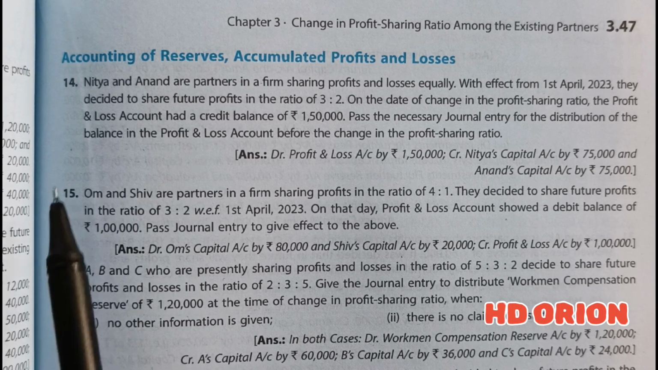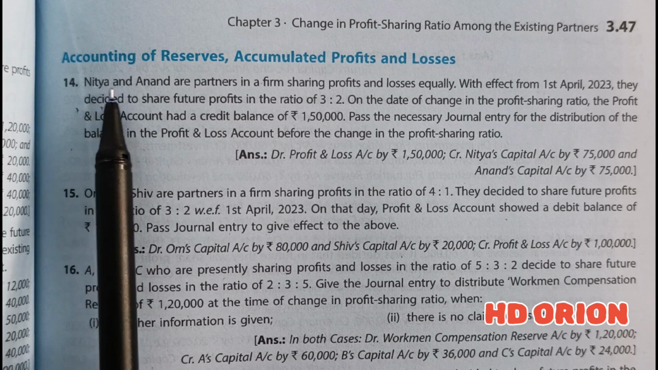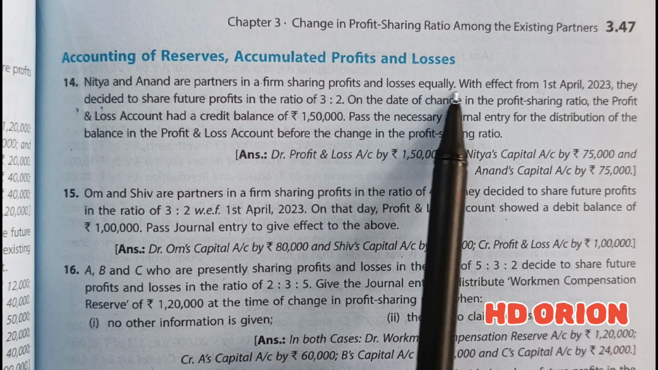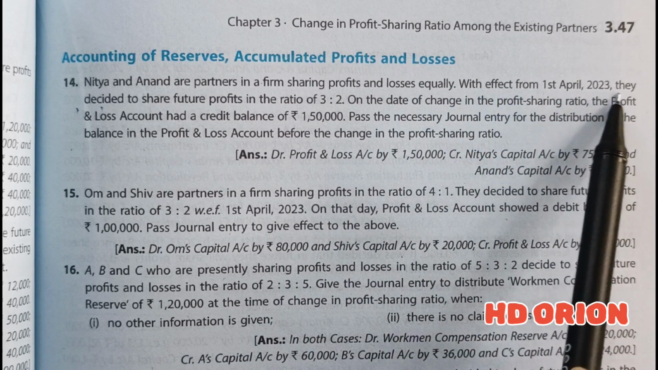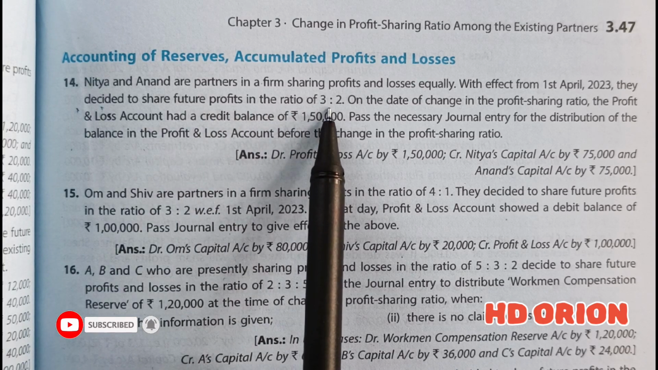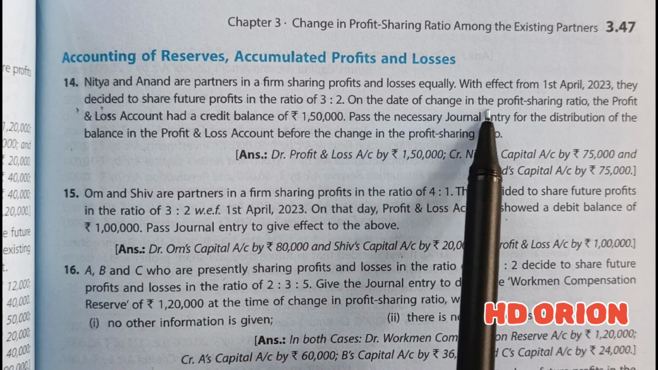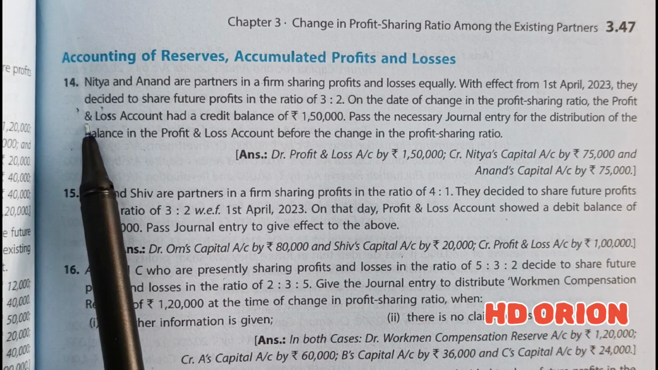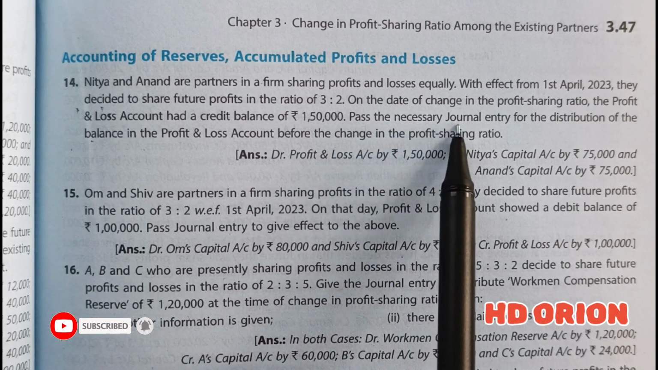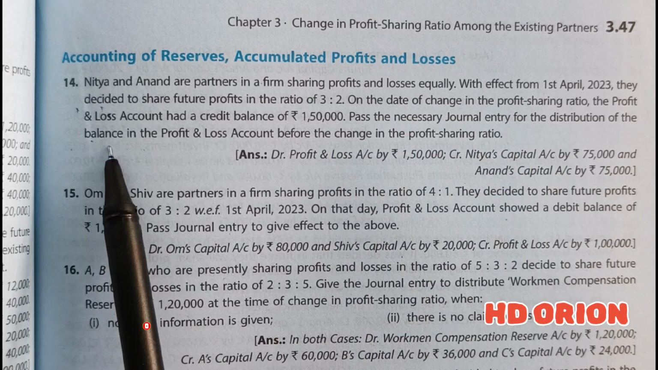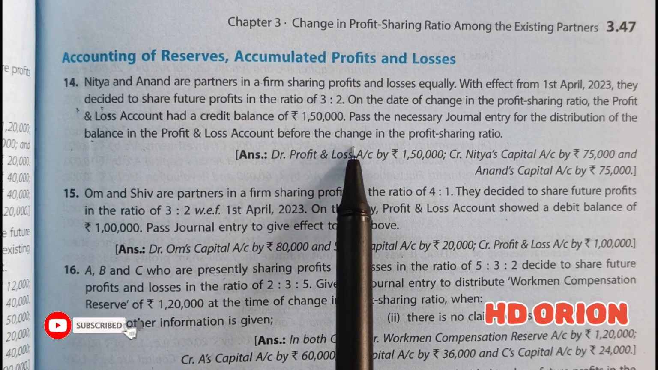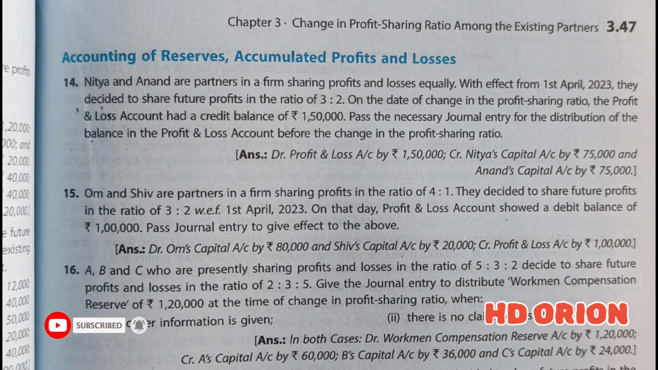In order to understand this, let us see question number 14. Nitya and Anand are partners in a firm sharing profits and losses equally. With effect from 1st April 2023, they decided to share future profits in the ratio of 3:2. On the date of change in the profit sharing ratio, the profit and loss account had a credit balance of rupees 1,50,000. Pass the necessary journal entry for the distribution of the balance in the profit and loss account before the change in profit sharing ratio.